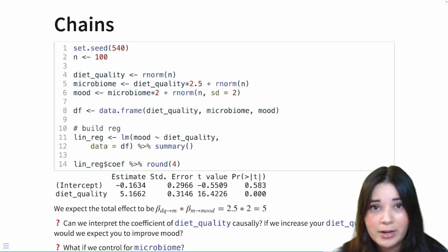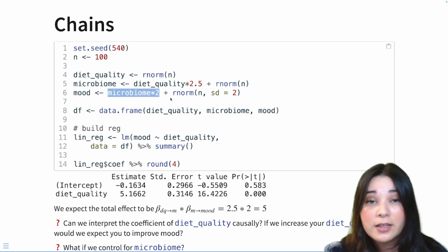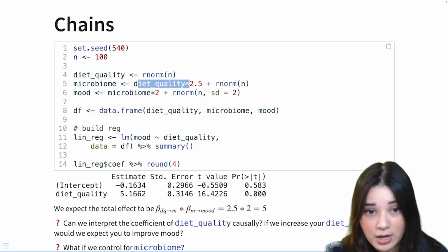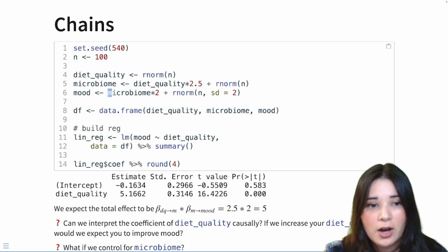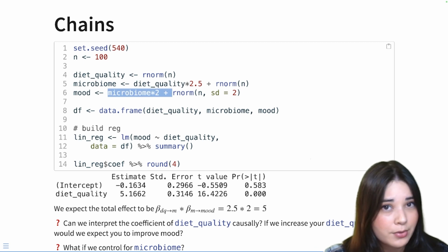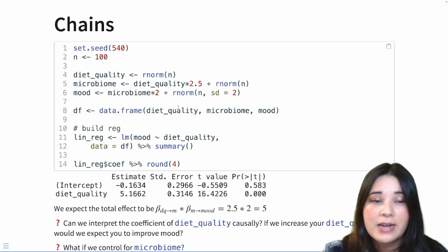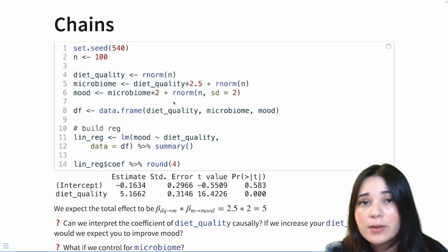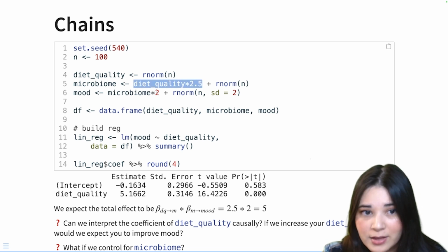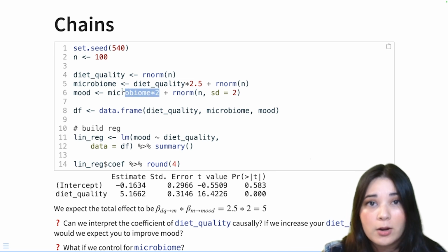So here we have that gut microbiome example, and again, we're simulating some data so that we know the answers, so we can see how models perform in different circumstances. Here we're simulating a small data set of diet quality, microbiome, which is caused by diet quality, and mood, which is caused by microbiome. Our question is, does diet quality impact mood? We expect that the total effect of diet quality on mood is going to be the product of the coefficient of diet quality on microbiome times the coefficient of microbiome on mood. In other words, 2.5 times 2, or 5.